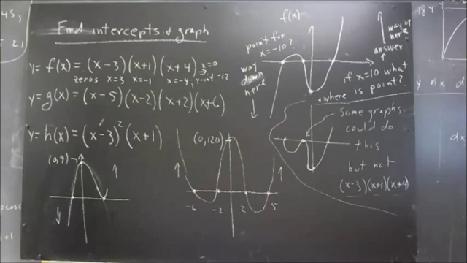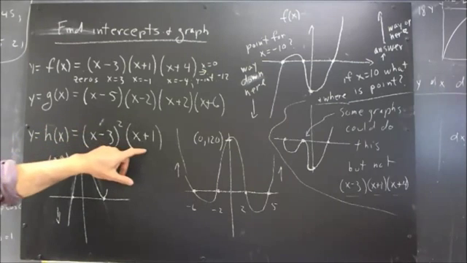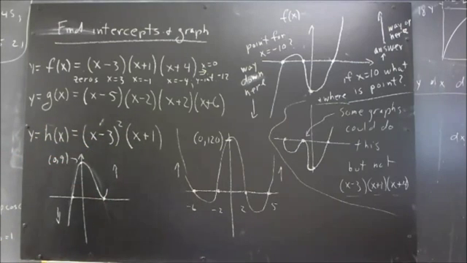Okay, now, this last function, y equals h of x equals x minus 3 quantity squared times x plus 1. I'm going to do this on a separate clip because there are a couple things we need to think about here.